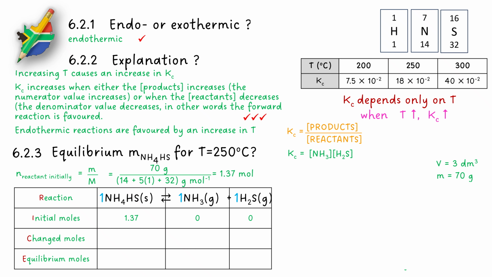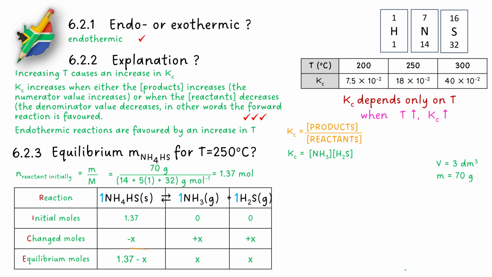Then the reaction starts. We don't know how many moles of reactant are used up, but we can call it X moles, and we put a minus sign in front as it is used up. Then, since the ratio of reactant to each product is 1:1, we can say that X moles of each product form, and they will have plus signs since they are forming. So at equilibrium, the moles of reactant present is the moles initially minus the moles used up, so we get 1.37 minus X. And the moles of each product at equilibrium will be the moles of each formed, which is X.